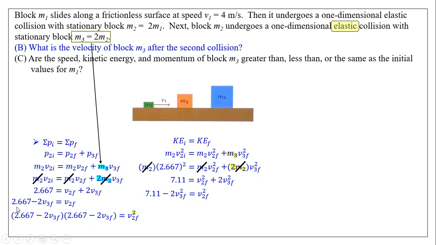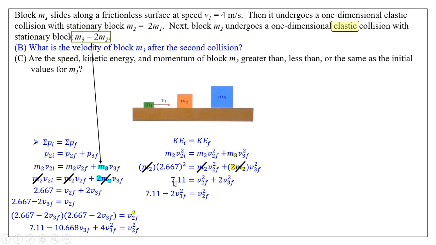So here, I'm just going to FOIL. I'm going to write 2.667 minus 2 V3F twice in parentheses. So I'm just going to FOIL. Hopefully you can FOIL correctly again. So if this is a skill that you need to practice, I definitely highly encourage you to practice how to FOIL. All right. Other than that, you should get 7.11 minus 10.668 V3F plus 4 V3F square, which is equal to V2F square.